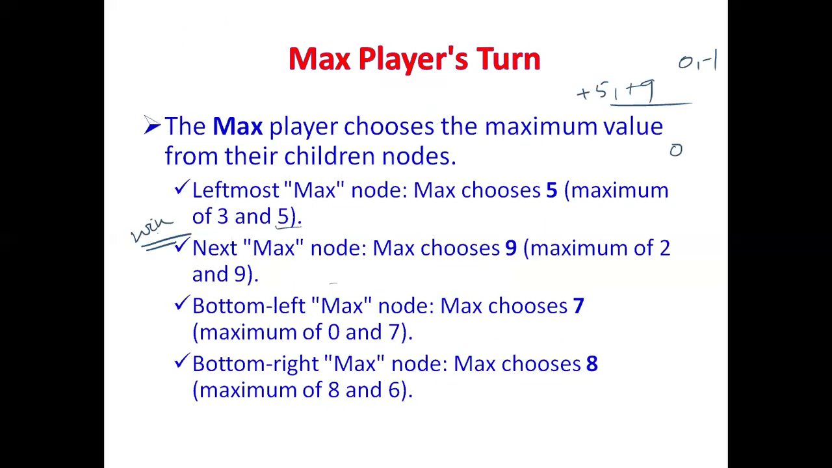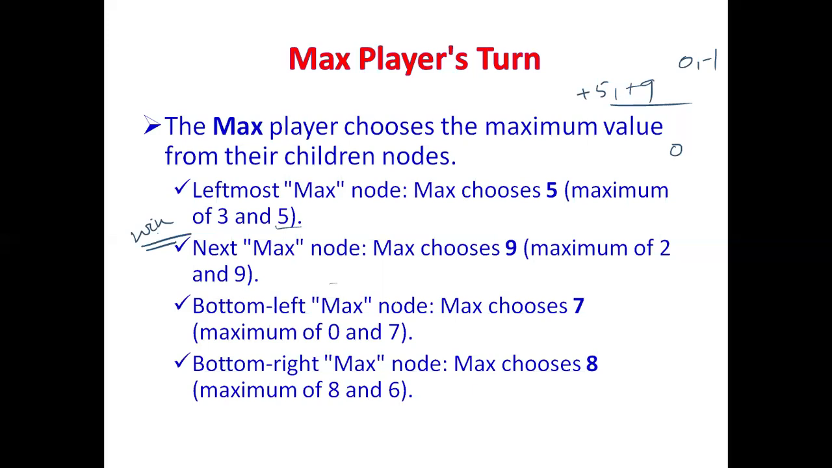Maximum player turn. This I have told you. At this step, it is max's turn to decide. Max must select the maximum value for each pair of children nodes. So max makes decisions at the lower level of the tree first, ensuring that the best possible move is chosen at each stage.